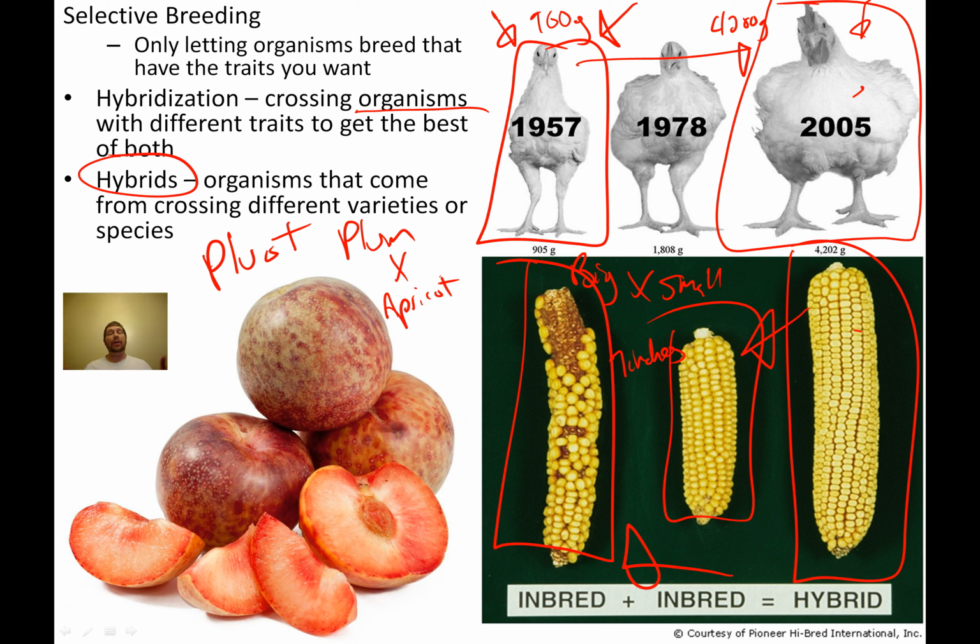Its parents are two different species that we're able to cross together. And the result is a fruit that's kind of halfway in between. Okay, it's going to have some characteristics of plums, but check it out. We got a pit going on there, kind of like an apricot.